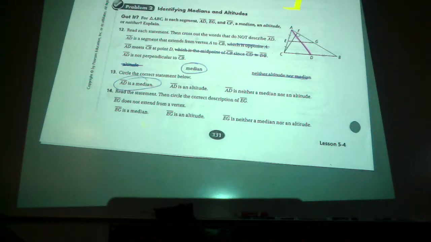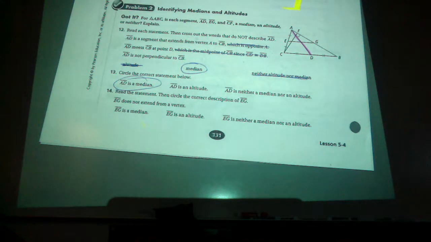All right, so then part 14, read the statement and circle the correct description. So I want you to do that for EG and for CF. You have to flip it for CF. So you go ahead and do those on your own. Determine if they're median, altitude, or neither.